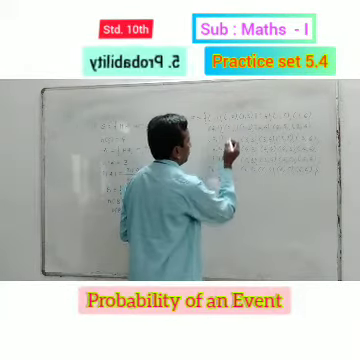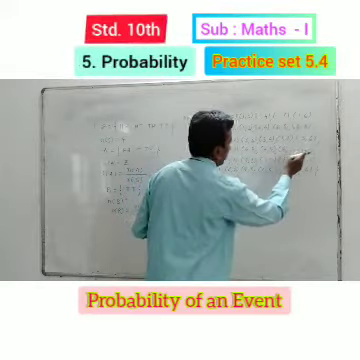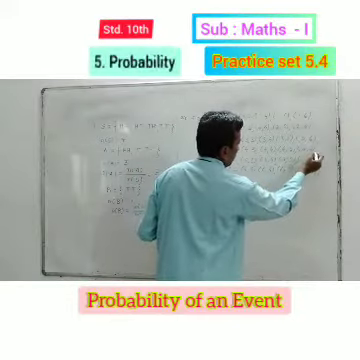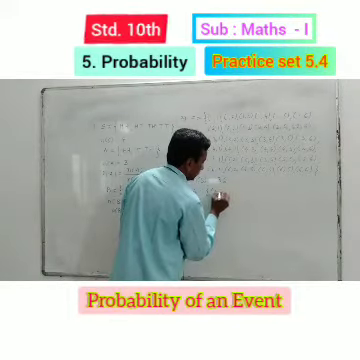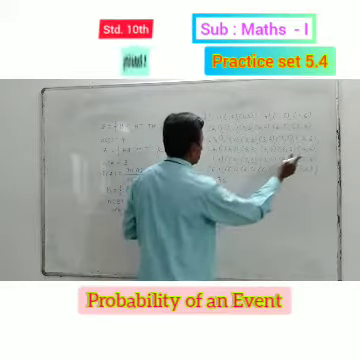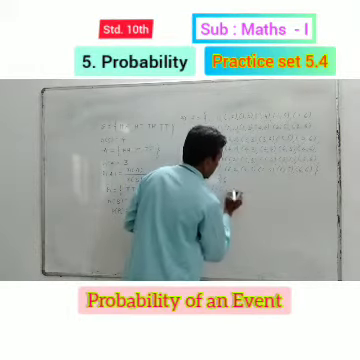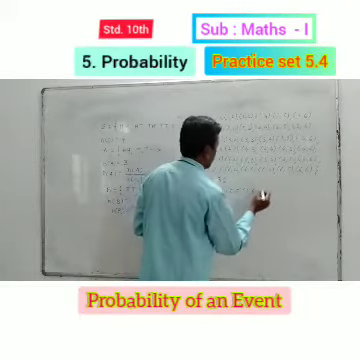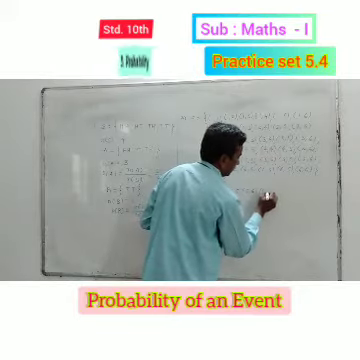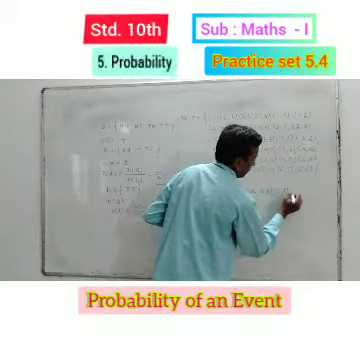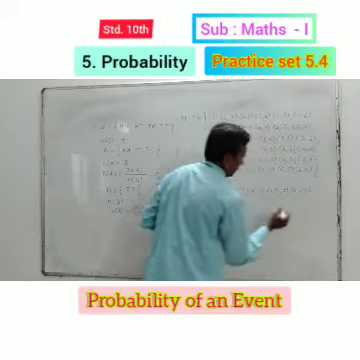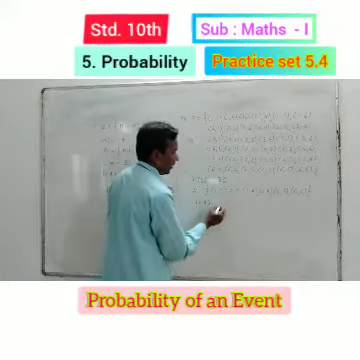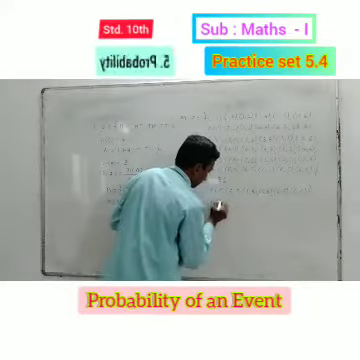At least 10 means: 4 plus 6, it is 10, means 4, 6, then 5, 5. More than 10 also: 5, 6, 6, 4, 6, 5 and 6, 6. These are the possibilities in event A. Therefore, number of A is 1, 2, 3, 4, 5 and 6.